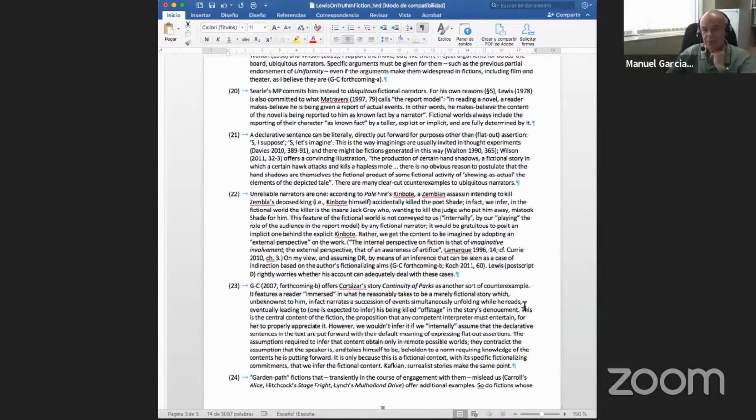Of course, these are just appeals to intuitions. The intuition that in these cases the fictions are conveyed directly, without this trick of assuming a fictional teller. And as I was saying, I'm focusing on the literary case, but I'm also mentioning cases of fictions conveyed in other media. And I think it's important to keep them in mind.